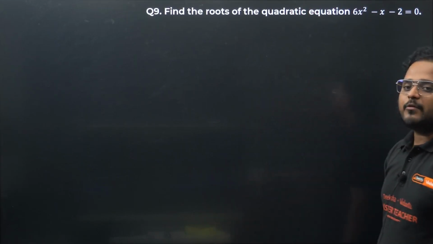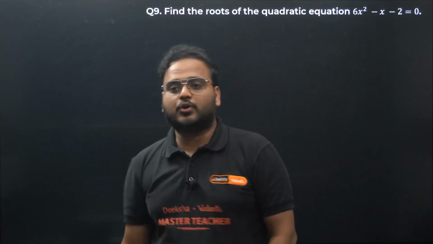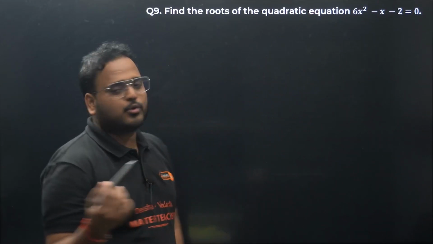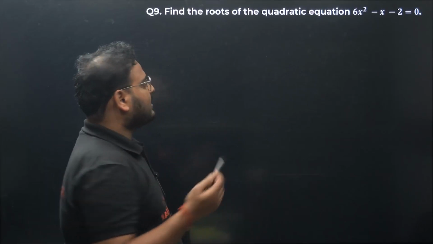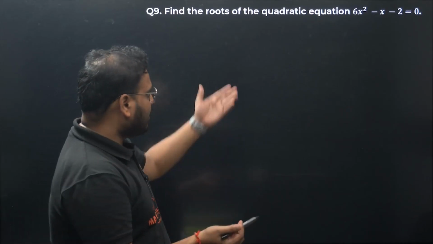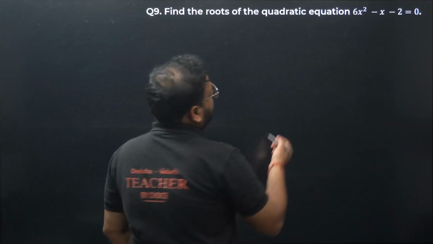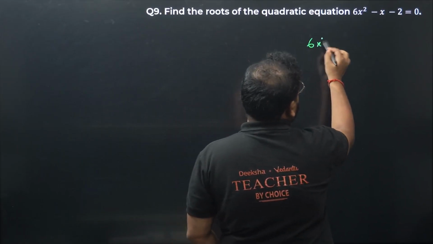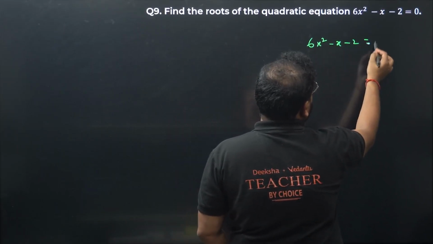Find the roots of quadratic equation 6x square minus x minus 2 equal to 0. You can use various approaches. You can use the approach of formula or something like that, whichever works the fastest for you. It's a 2 marker question. You can do that. Let's do it. We have, if you multiply this, 6x square minus x minus 2 equal to 0.